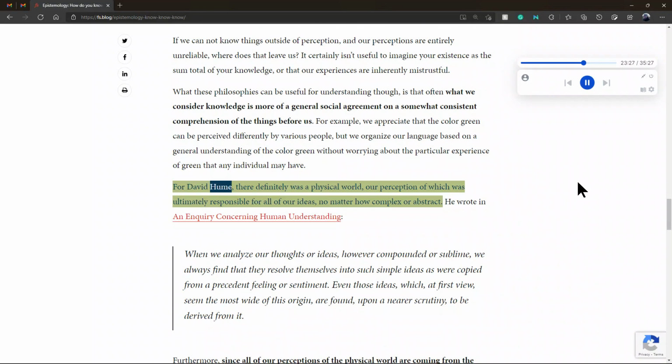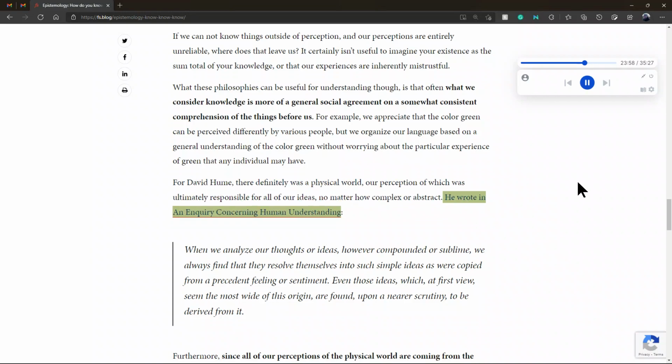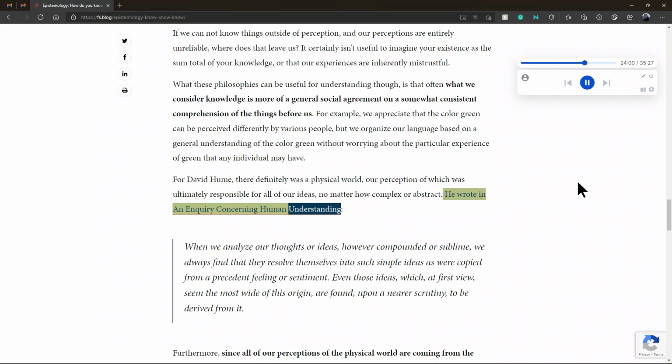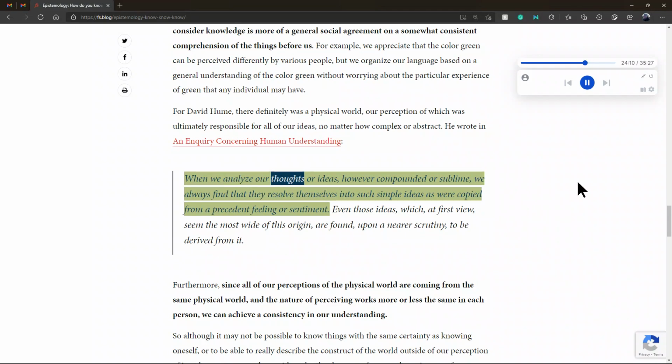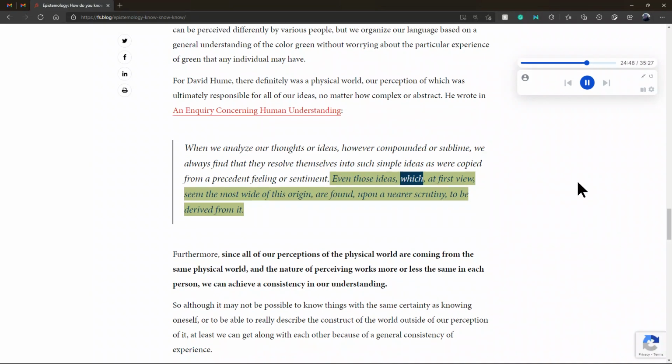For David Hume, there definitely was a physical world, our perception of which was ultimately responsible for all of our ideas, no matter how complex or abstract. He wrote in An Inquiry Concerning Human Understanding, "When we analyze our thoughts or ideas, however compounded or sublime, we always find that they resolve themselves into such simple ideas as were copied from a precedent feeling or sentiment. Even those ideas, which, at first view, seem the most wide of its origin, are found, upon a nearer scrutiny, to be derived from it."